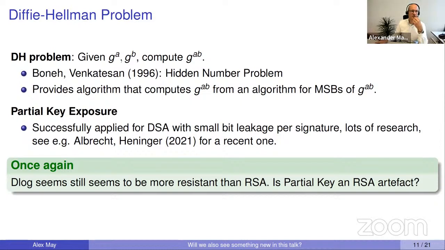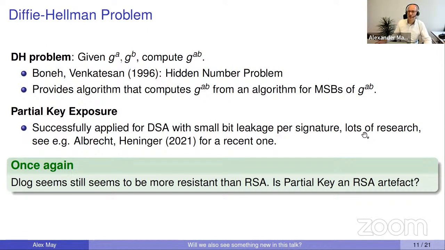And then there's an algorithm of Boneh-Venkatesan, which is called the hidden number problem algorithm. And this algorithm works as follows. Given an algorithm that gives you the most significant bits of this Diffie-Hellman key, then you have an algorithm that computes all of it, this g^(ab). You can view this as a partial key exposure, and it was very successfully applied for DSA signatures with small bit leakage per signature, but usually you need hundreds of signatures to do that.